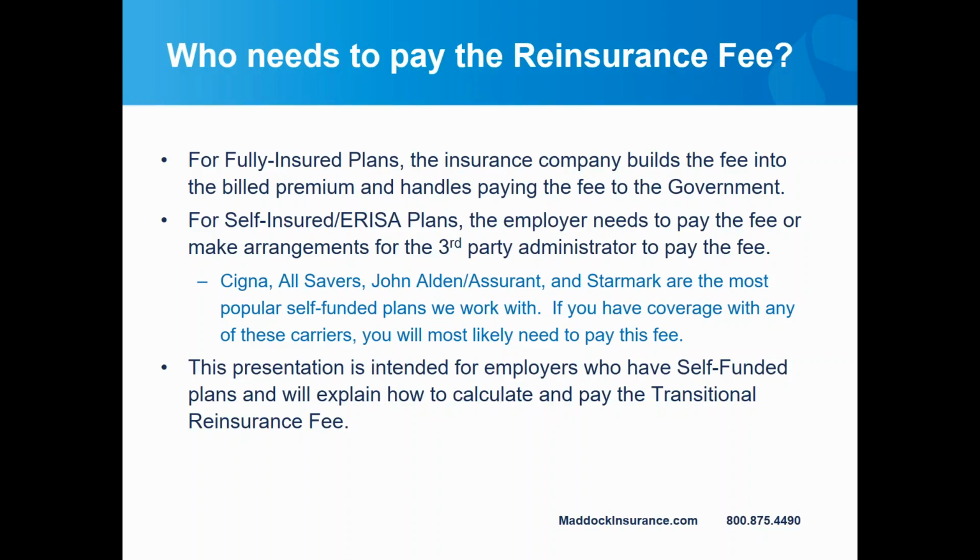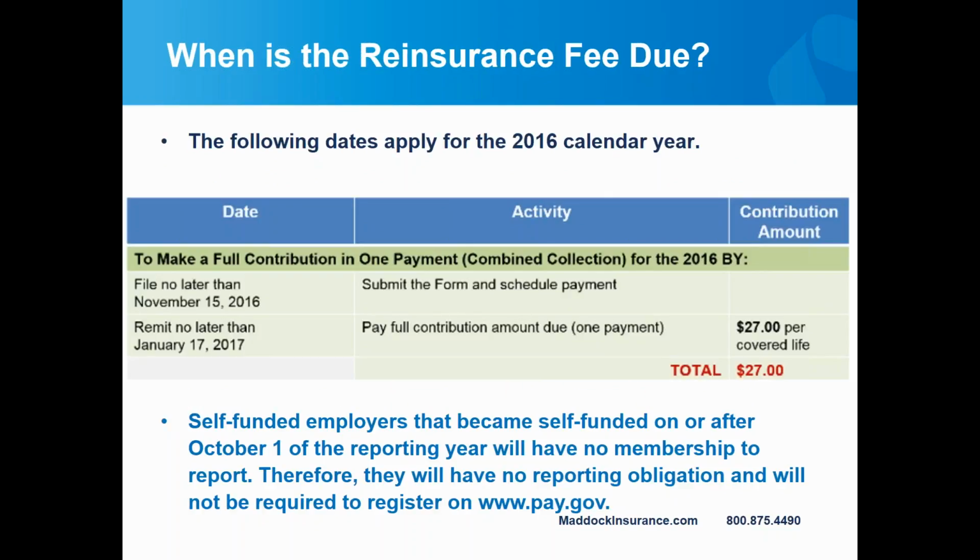So the presentation is intended for employers who have self-funded plans, and we'll explain how to calculate and pay the fee. These are the due dates that apply for 2016. For filing, you need to file no later than November 15th of 2016. That means going on and scheduling payment on pay.gov. And then you need to pay the fee no later than January 17th of 2017.